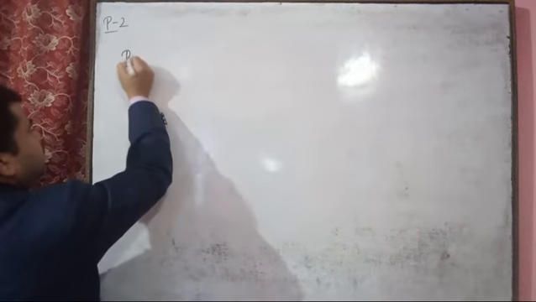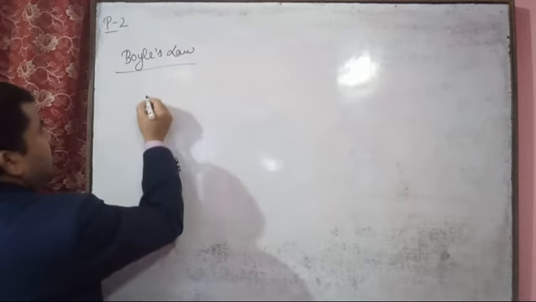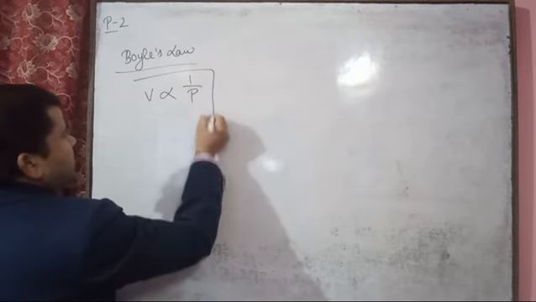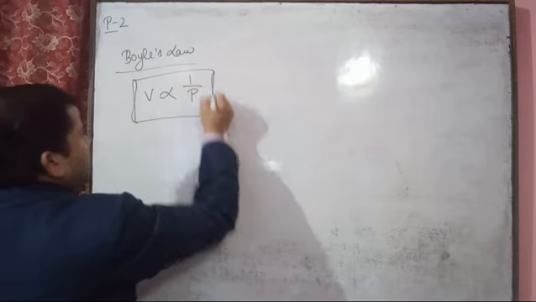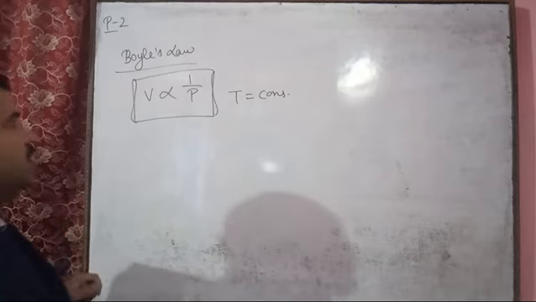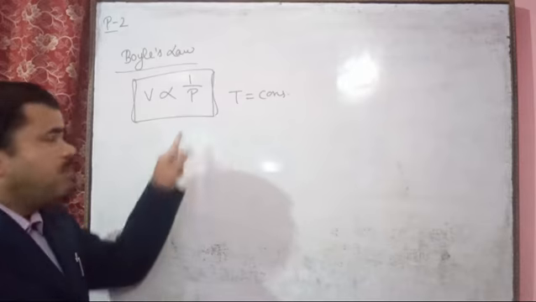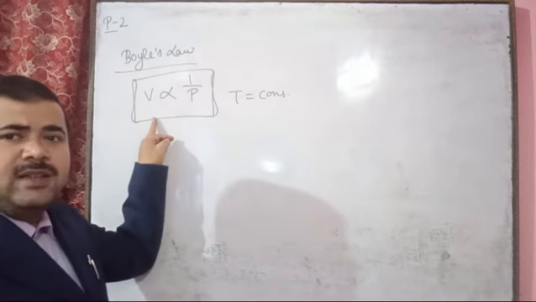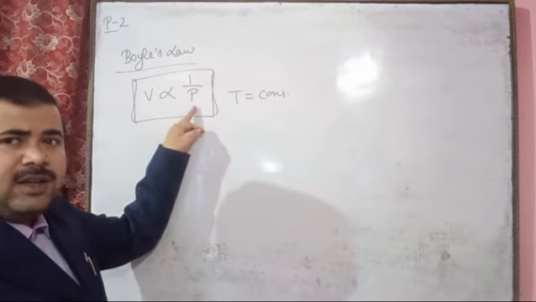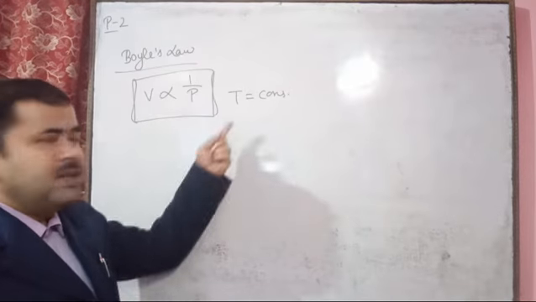So we can write Boyle's law: volume is inversely proportional to the pressure, and here the temperature is constant. Volume inversely proportional to the pressure means if volume increases, then pressure will decrease; if volume decreases, then pressure will increase. So this is inverse proportionality, at constant temperature.